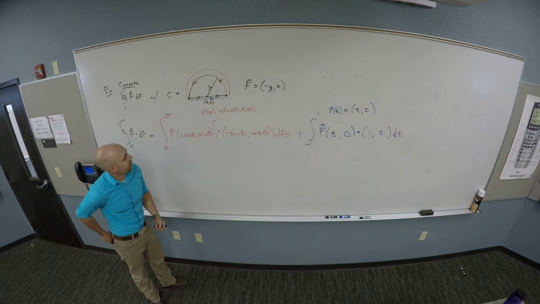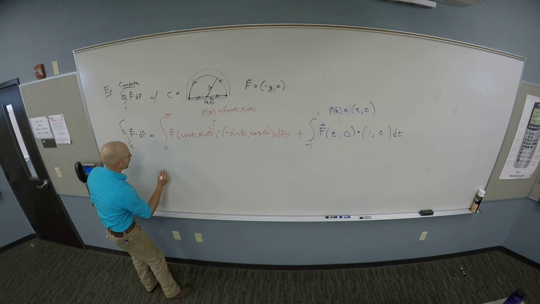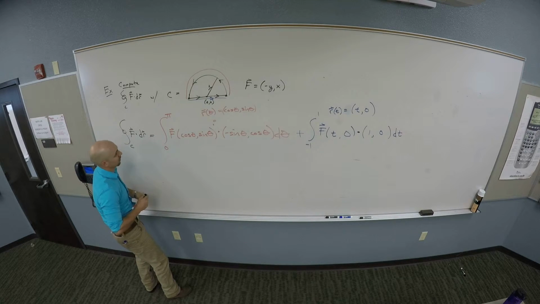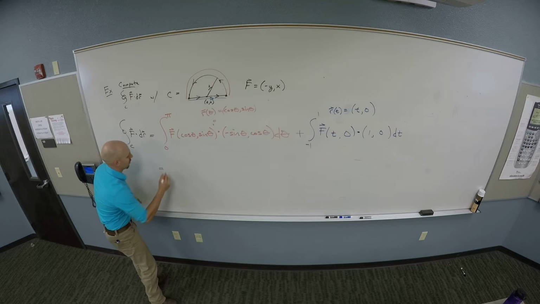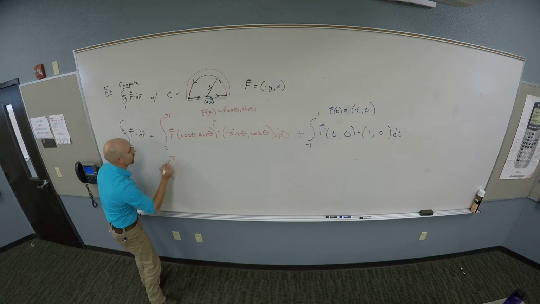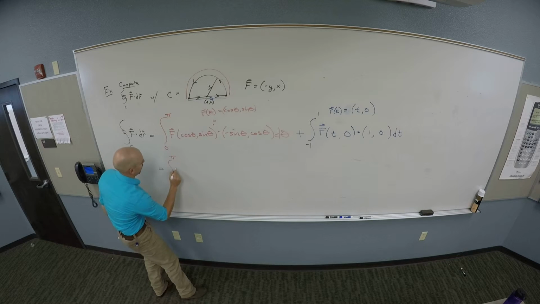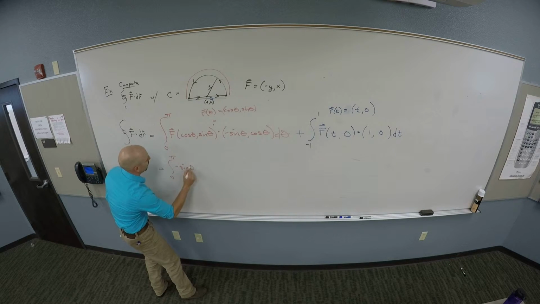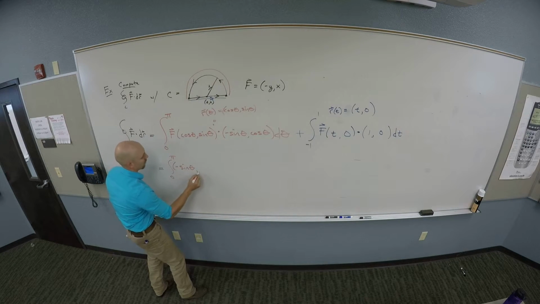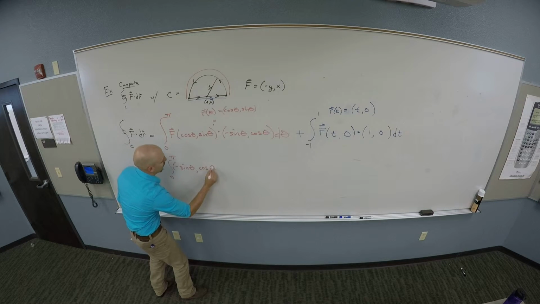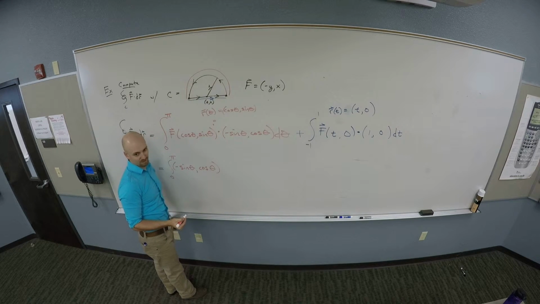Alright, what do you get out of red? So the integral is from 0 to pi, negative sine theta, cosine theta, dotted with negative. Does that make sense? Oh, because we're doing x, y, flip.